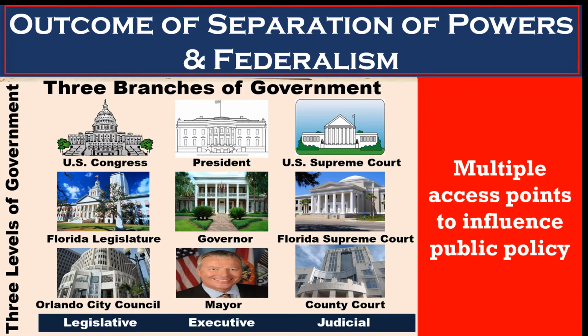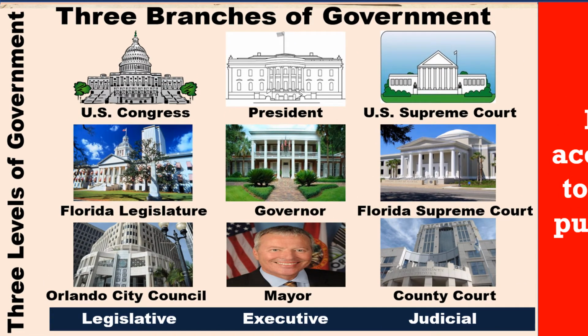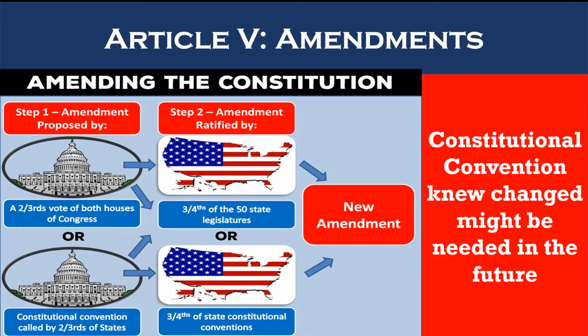So what is the outcome of separation of powers and federalism? Well, they provide the people, or as AP Central puts it, stakeholders, with multiple access points to influence public policy. Because it's not just the federal and state governments, we also have local governments. In other words, the people and interest groups have many different options to address their problems. In addition to protection provided by checks and balances and federalism, Article 5 of the Constitution provides that changes to the Constitution, called amendments, can be established.